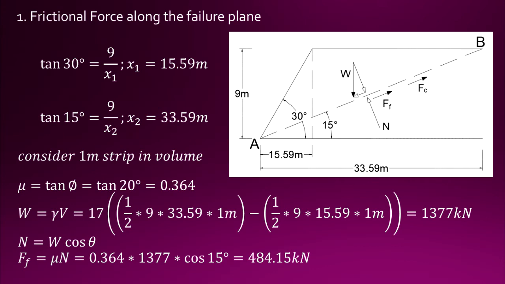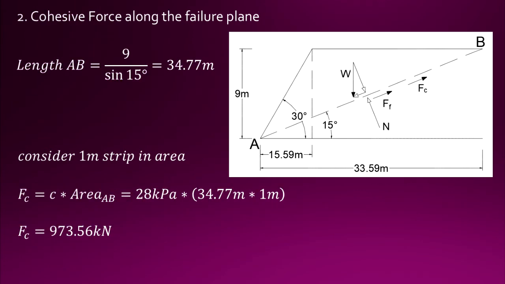Using the weight, we can now get our normal force N as W cosine theta. Then we can now proceed to having our frictional force, mu N, same as the one we're using in physics. And it would be equal to 0.364 multiplied by 1,377 times cosine 15. We will have a frictional force of 484.15 kilonewtons.